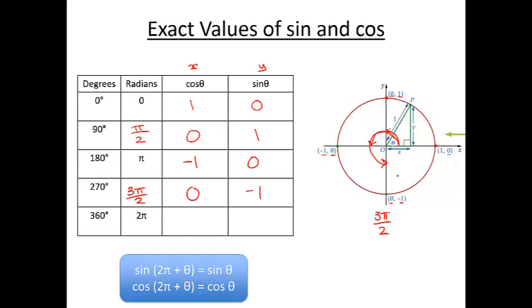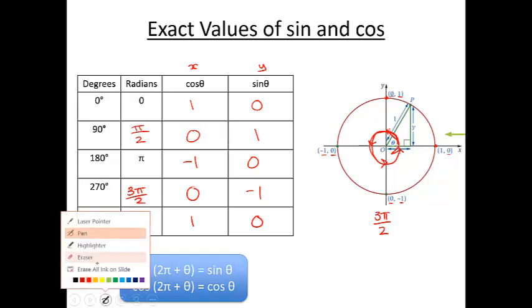Okay, and now if we go all the way back down to where we started, so now we're at 360 degrees, you should see that that's going to be exactly the same as 0 degrees, because it's the same angle. And that gives us that the cos of 360 is 1 and the sine of 360 is 0. Okay, and you should see that now if I kept going on and on.